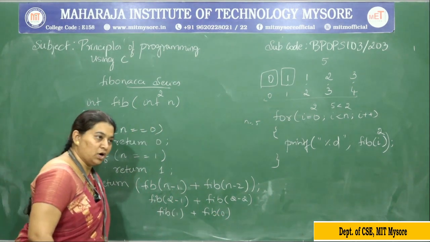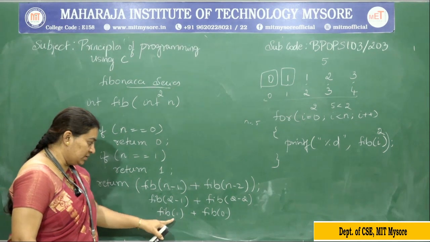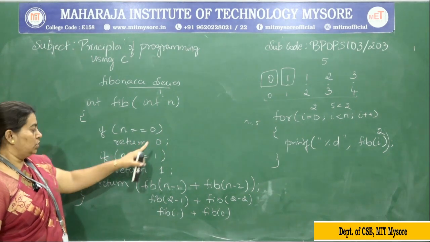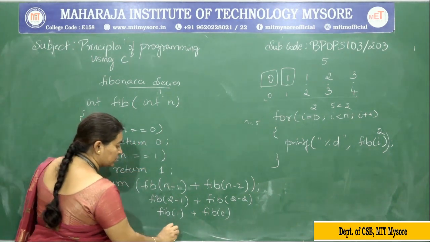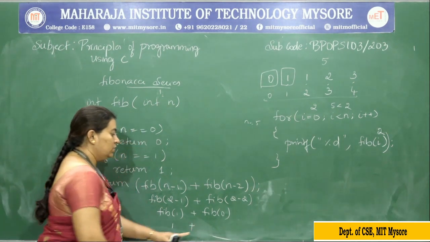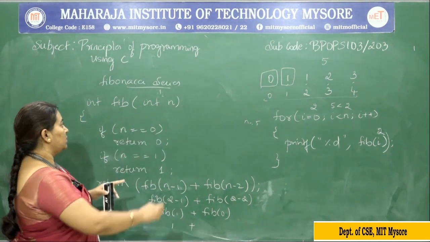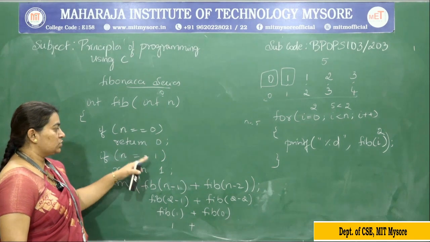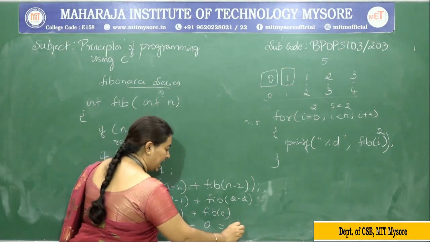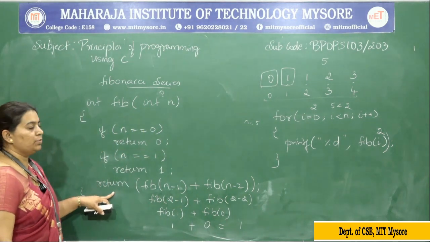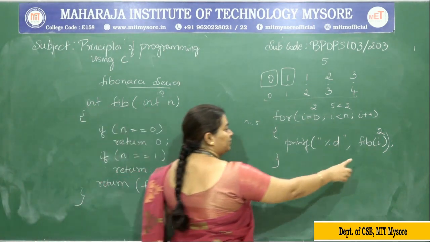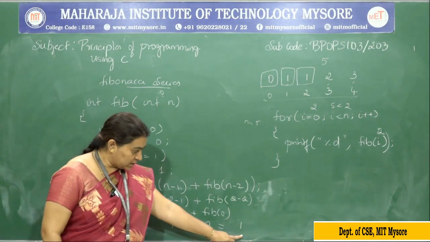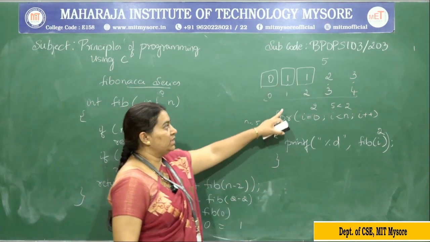So this function is going to call this function again. Fib of 1 means 1 will be sent. Is 1 equal to 0? No. Is 1 equal to 1? Yes, so it is going to return 1. Next, it is going to call fib of 0. When it becomes fib of 0, is 0 equal to 0? Yes, it is going to return 0. So this will be added, so it becomes 1, and this is returned by this particular function. Next, it is going to print 1. Did I get 1 here? Yes, so it is going to print 1.